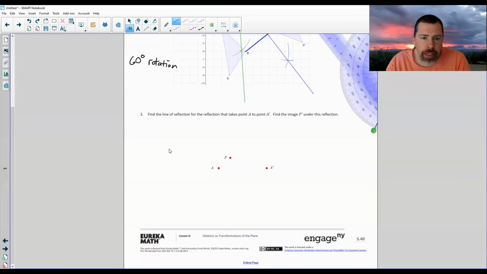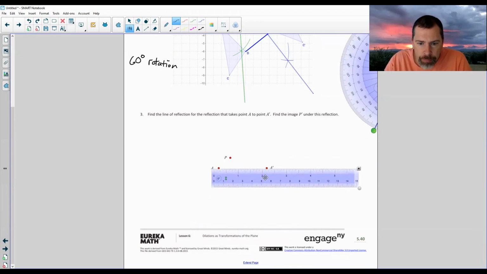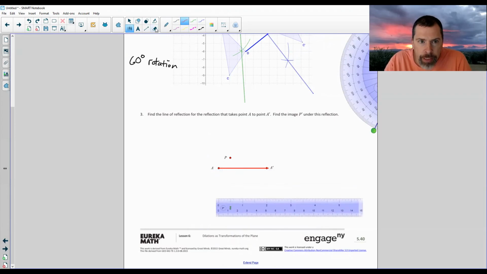Number 3 says to find the line of reflection for the reflection that takes point A to A prime, and find the image P prime under that reflection. Okay, so this is not a rotation, it is a reflection. So I take my ruler and I connect A to A prime, like so. There's my A to A prime, went a little too far there. Okay, there's A to A prime.